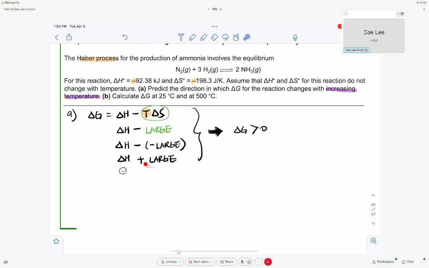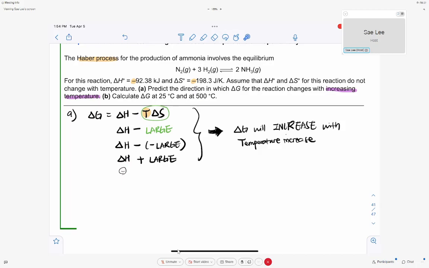Why? Because you're adding a large value to the enthalpy. Okay, not positive. Positive is inaccurate. So delta G will increase with temperature increase. Why? You're adding a large value to this negative enthalpy value.